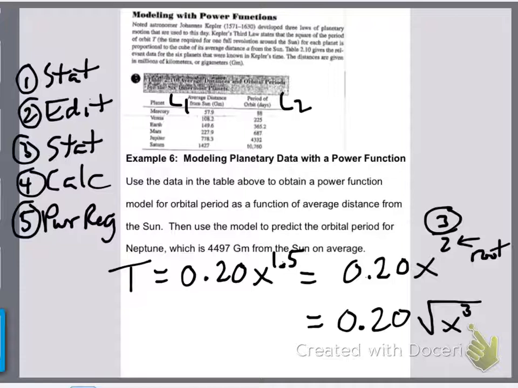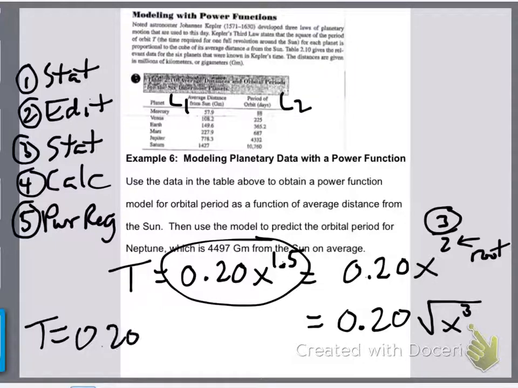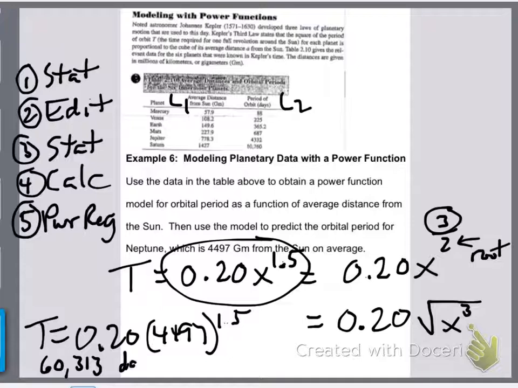Okay, part 2. Now we're going to use the model we just found to predict the orbital period for Neptune, which is 4,497 gigameters from the Sun on average. So, really, the easiest way to do it is probably just to plug it in here. So t equals 0.20 times 4,497 to the 1.5 power. Okay? So, you figure that out, and you should get, I believe, 60,313 days.